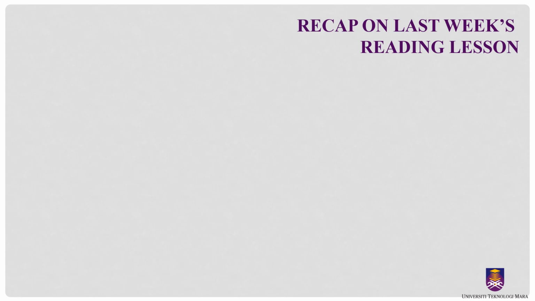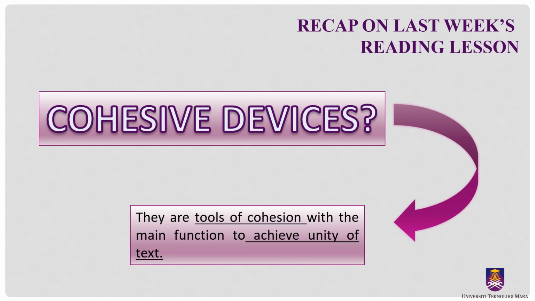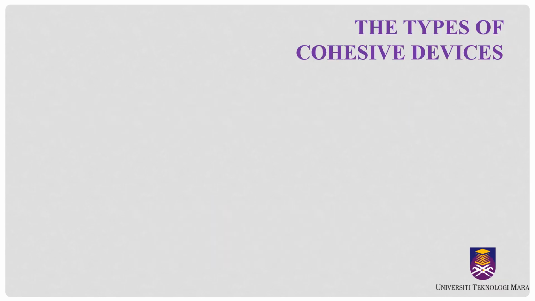As you have learned some of the reading skills last week, one of the skills is cohesive devices. So, to refresh your mind, let's see the definition of cohesive devices. Cohesive devices are the tools of cohesion with the main function to achieve unity of the text. Now, these are the types of cohesive devices that you learned last week. As I mentioned before, they are not only useful for writing, but also very useful in paraphrasing a text.